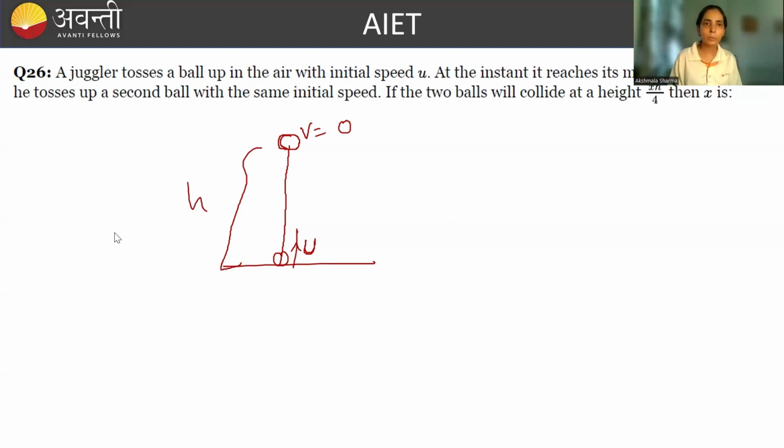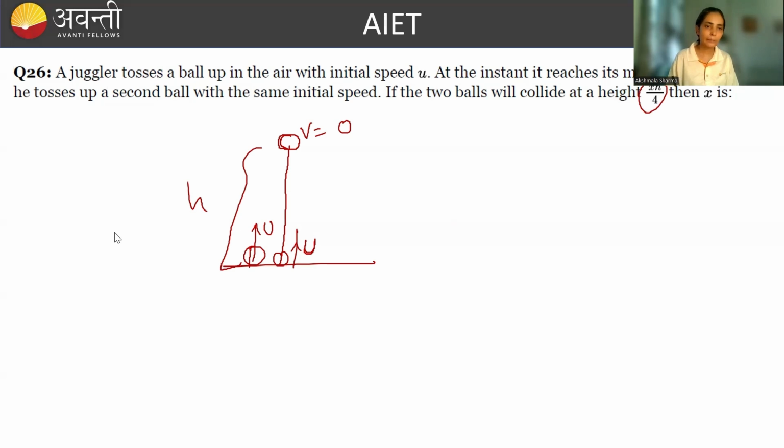He tosses up a second ball with the same initial speed. Again, with the same initial speed, he is tossing another ball when the first ball is at its maximum height. If the two balls will collide at a height h by 4, what is the value of x?